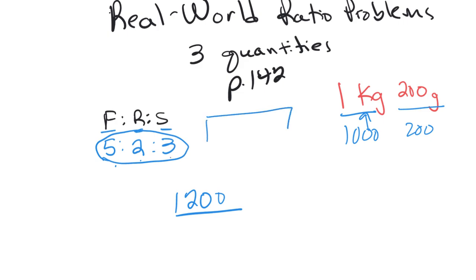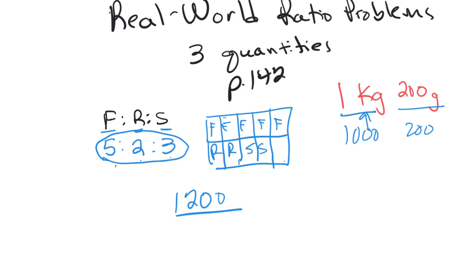So here's the mixture right here. And here's the feldspar, 5 parts. And here's the red iron oxide, 2 parts. And here's the silica, 3 parts. And that makes a total of 10 parts. So I'm going to divide that by 10 to figure out that each part has 120.